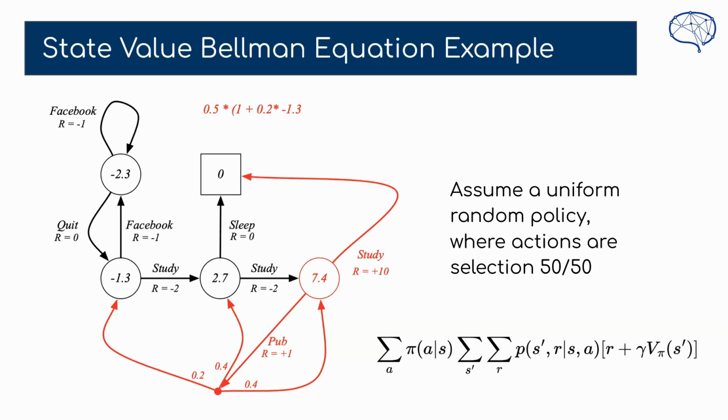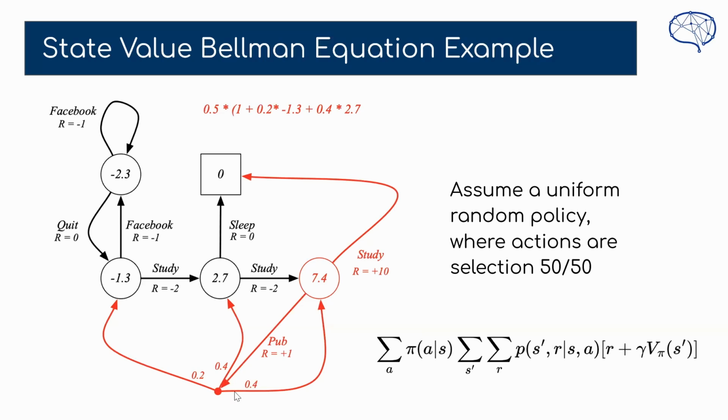Yep. 0.4 times 2.7. So that's 0.4, your probability of ending up there, and 2.7 is your current state value for the next state that you're ending up in.